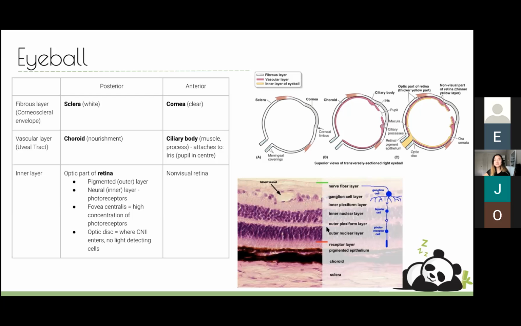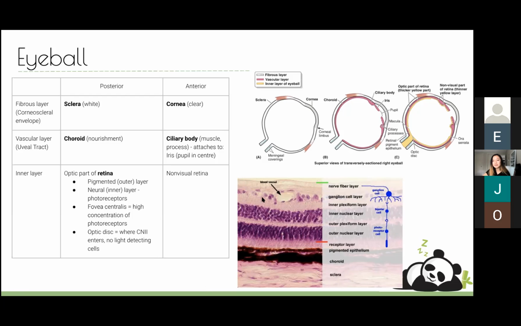You've got layers to the retina. I think we might have been tested on this before. So this is the sclera, this is the choroid, so you can think this is more outside, this is more towards the inside of the eyeball. You start with your nerve fiber layer, that becomes a ganglion cell.